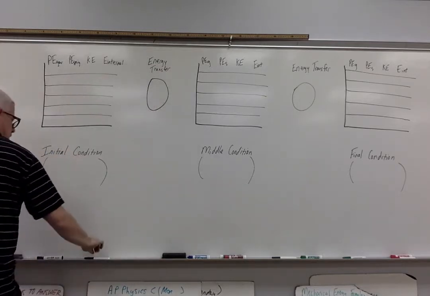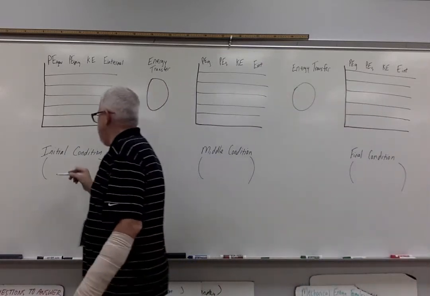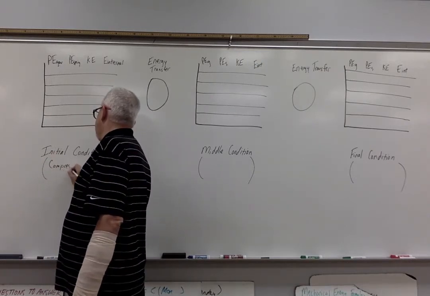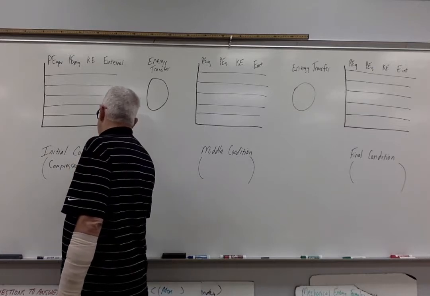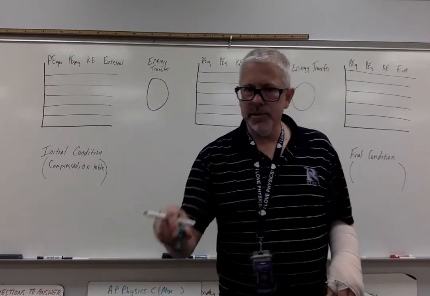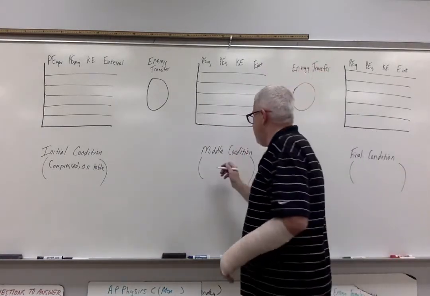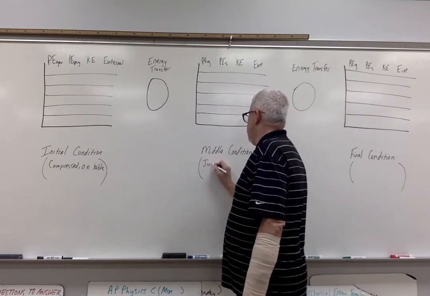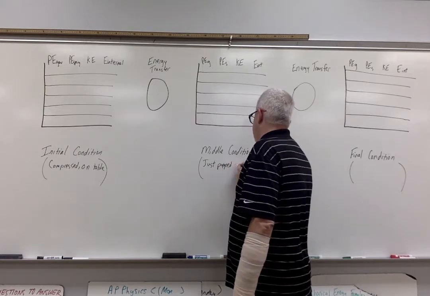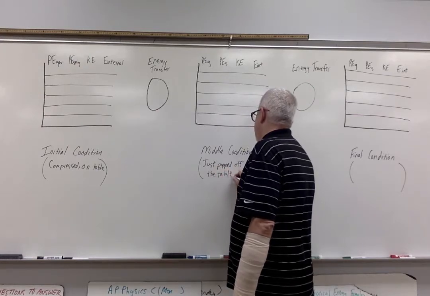All right, so let's take a look at three different situations. The first situation, the initial condition, is after I've squished the spring, so compressed on the table. Next, let's look at this middle condition where it's just popping off the table, just barely off the table as it's popped up, and it's moving. Just popped off the table.